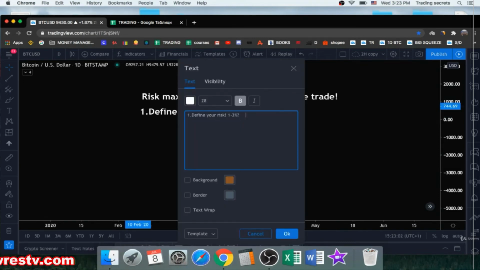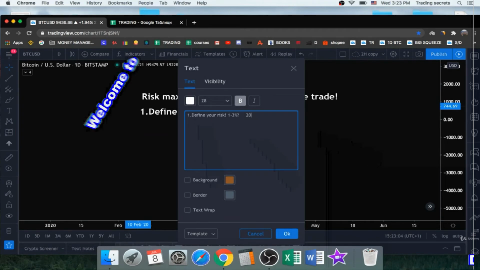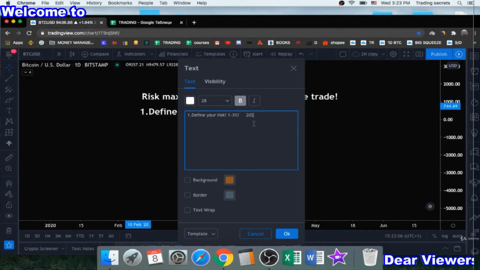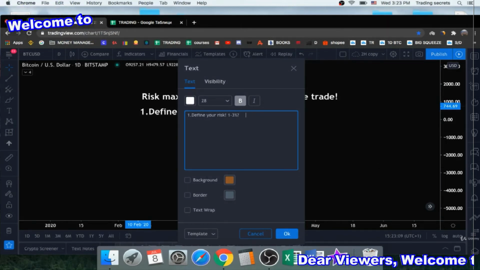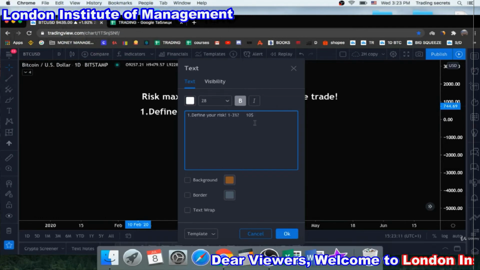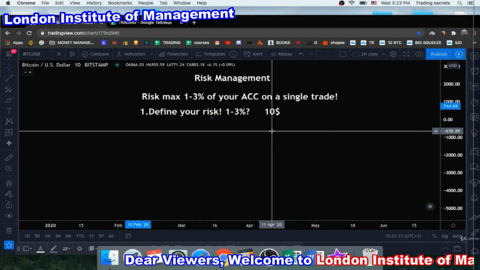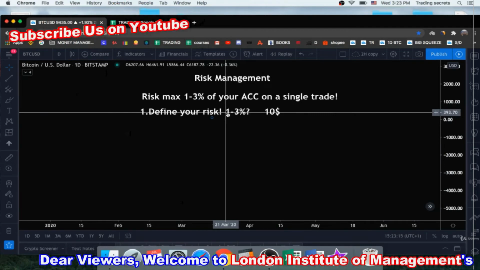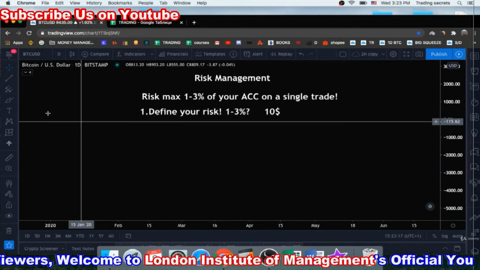So let's say, okay, $20 is going to be our risk, right? Let's even do an easier calculation. Let's put $10. Let's imagine that you are playing on a $1,000 account. You are risking 1%, so your risk is going to be $10.